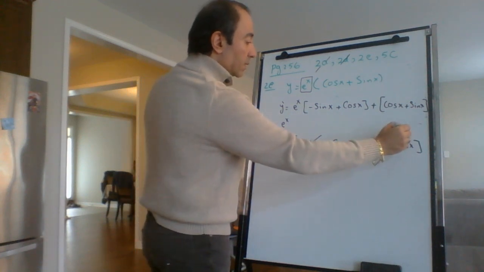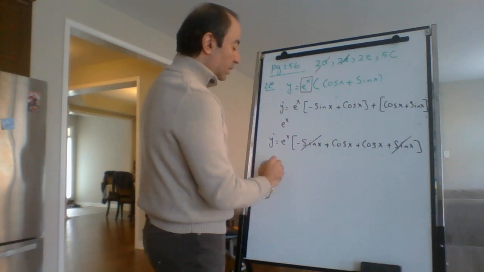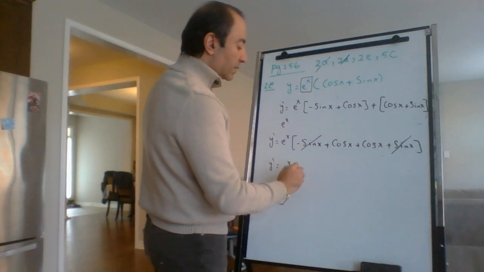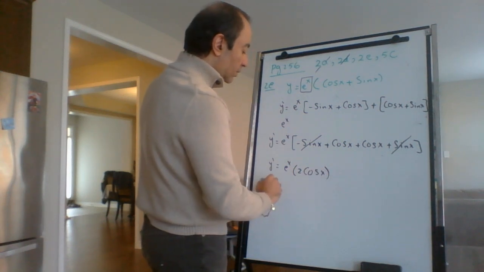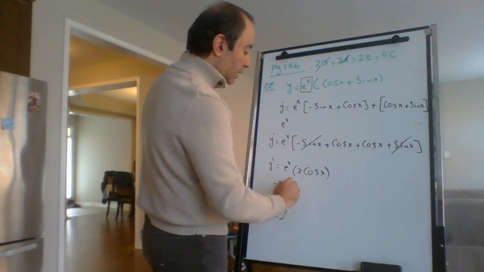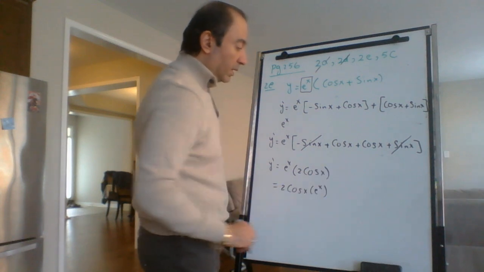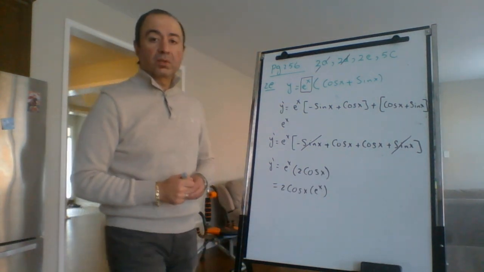Sine x and negative sine x are 0, so y prime will equal e to the power of x times cosine x plus cosine x, which is 2 cosine x. So this is 2 cosine x times e to the power of x, and this is the final answer. Okay, this is number 2E.